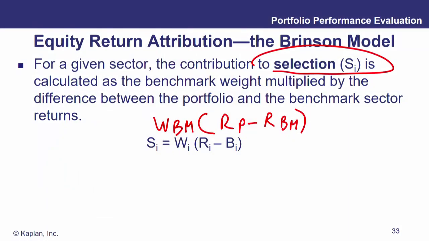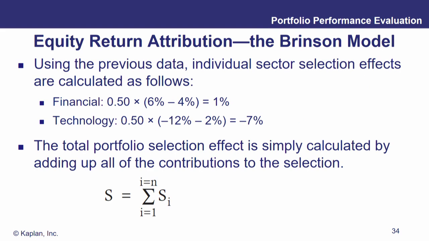Okay, so again, these formulas aren't bad. You just have to keep practicing and try to keep them straight. Flashcards, note cards work great here. For a given sector, the contribution to selection, so you're a good stock picker, is calculated as the benchmark weight multiplied by the difference between the portfolio and the benchmark sector returns. We're going to find out, are you a good stock picker? You told us you were.